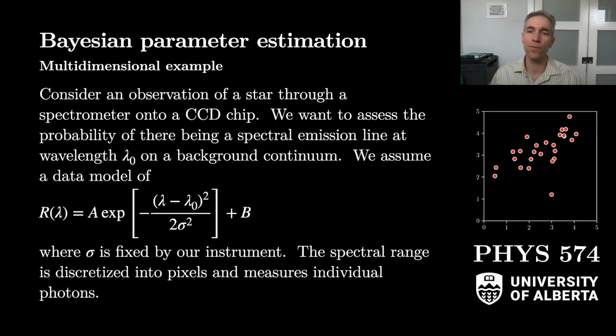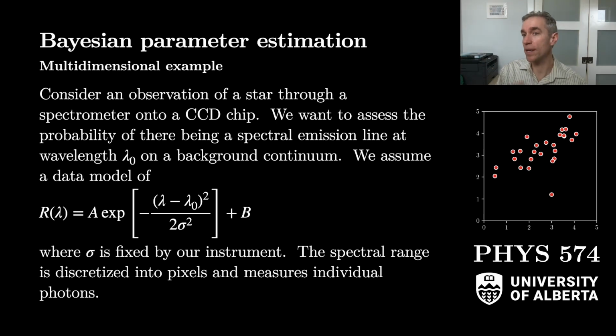And that means that we can write down a data model for how many photons are coming in as a function of wavelength. I'll write this as R, and that's just a Gaussian function with wavelength and width. And then there's this extra background term, which is associated with the stellar continuum. Sigma is usually fixed by an instrument, so we can treat that as a fixed parameter here. And then the spectral range is discretized into pixels, which are measuring individual photons. Stars are faint, or the interesting stars are faint, so we only have a few photons.